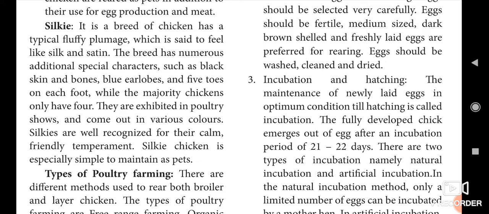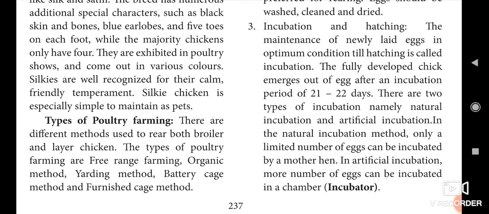The fully developed chick emerges out of an egg after an incubation period of 21 to 22 days. We have to incubate the egg for about 21 to 22 days. After 22 days the fully developed chick will emerge out of the egg. There are two types of incubation, namely natural incubation and artificial incubation. What is meant by natural incubation? In natural incubation, the hen sits on the eggs for the 22 days. That is called natural incubation.